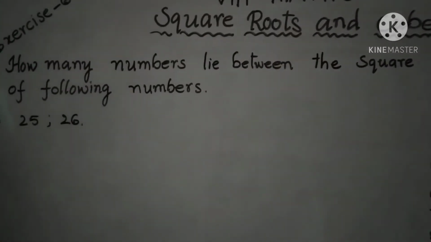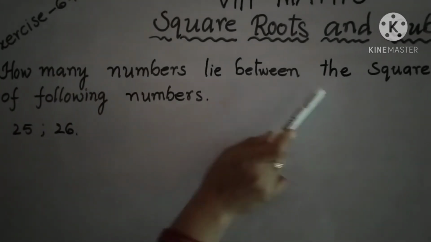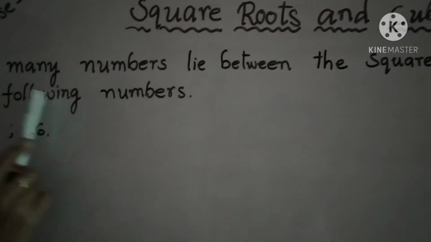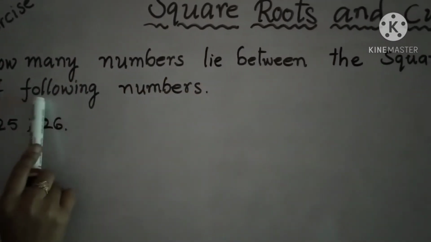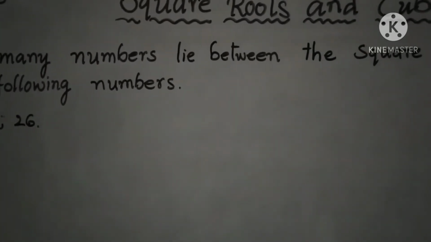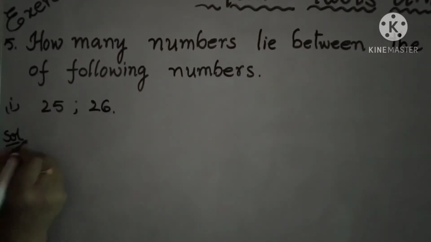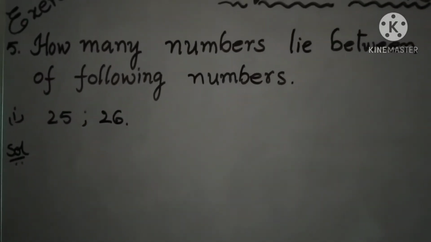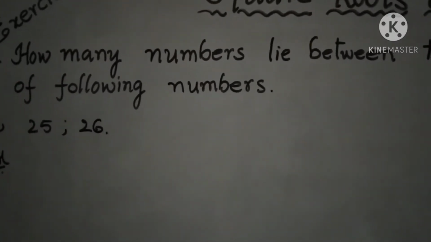Okay. Next, fifth problem. How many numbers lie between the squares of the following numbers? Once again, how many numbers lie between the squares of the following numbers? First we should write the first problem, 25 and 26. These numbers are squared. How many numbers lie between them?